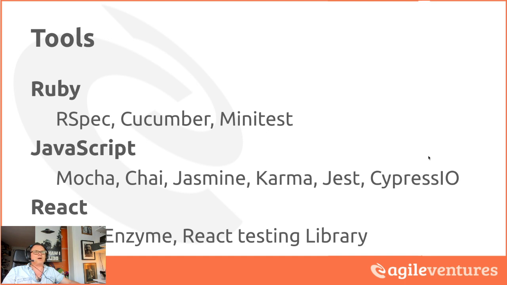Jasmine and Karma are a little bit things of the past. They are test runners that have been surpassed by Cypress big time. So Cypress is again winning that battle. Jest is extremely powerful and allows you to test all sorts of JavaScript based functionality in many aspects.